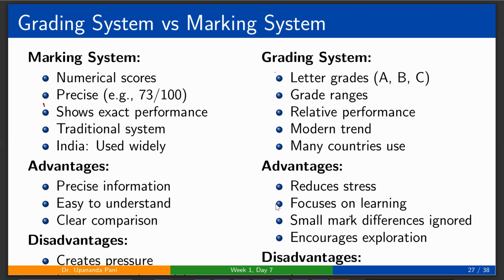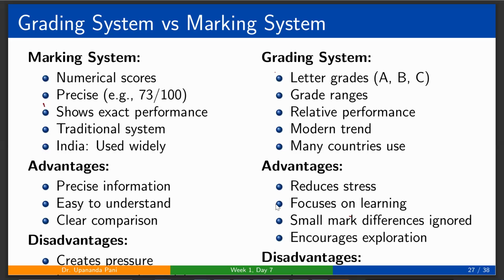Grading system versus marking system. So marking system is basically numerical scores. It is precise, shows exact performance. Traditional system in India, it was used widely. Advantage is precise information, easy to understand, clear comparison. Disadvantage, it creates pressure. But grading system, letter grades, A, B, C, grade ranges, it measures relative performance.